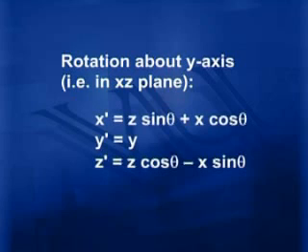Similarly, for rotation about y-axis, which would be taking place in xz plane, x dash would be transformed as z sin of theta plus x cos of theta. Y would be unchanged, y dash would be same as y, and z dash would be computed as z cos of theta minus x sin of theta. So yet another time we have switched places of the x, y, and z.